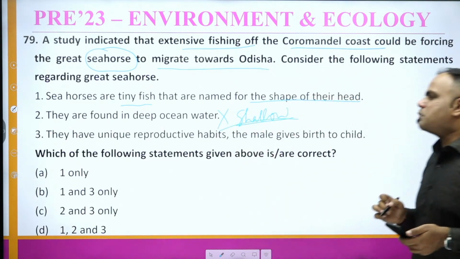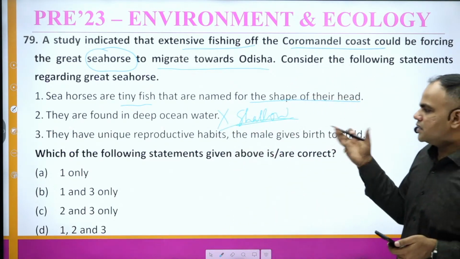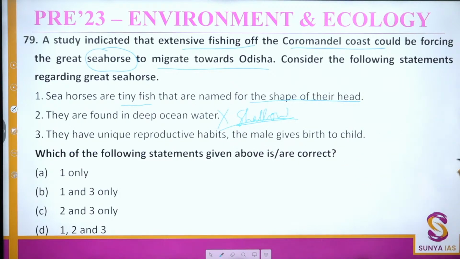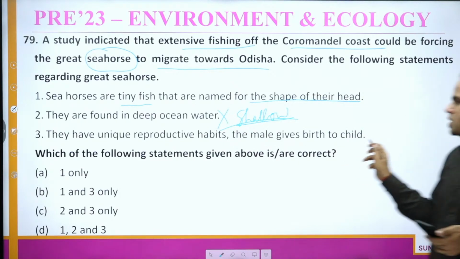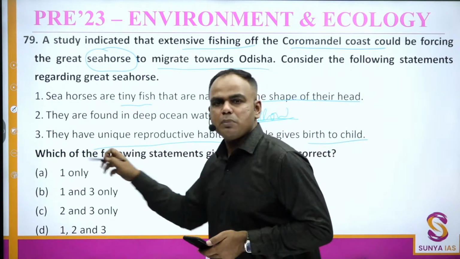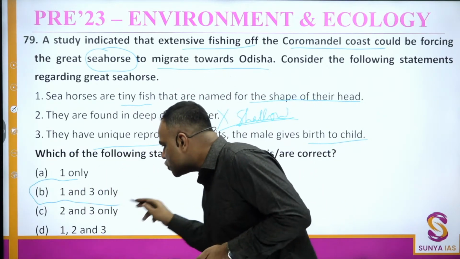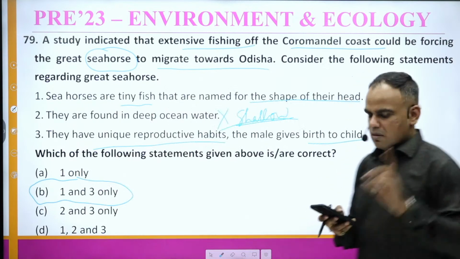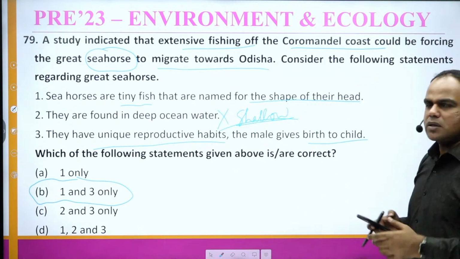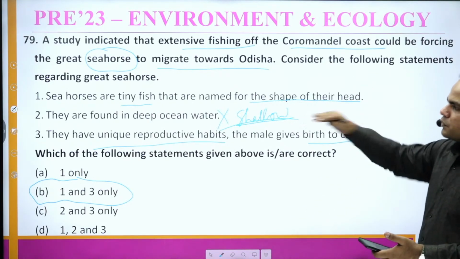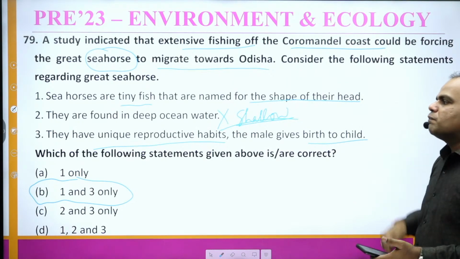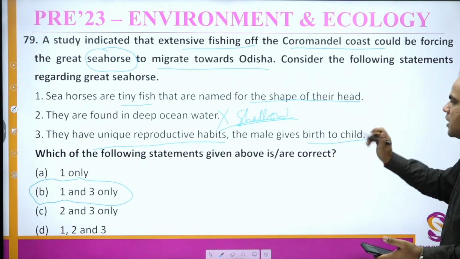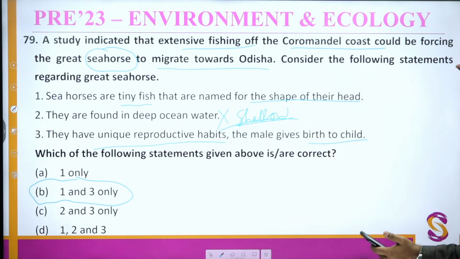They have unique reproductive habits, in the sense that the male gives birth to a child. Now this is true, and because this is a unique reproductive habit, this is where a question can come. Many of you can get confused. What is a seahorse? It's a fish found in shallow ocean waters, and they have unique reproductive habits wherein the male gives birth to a child.